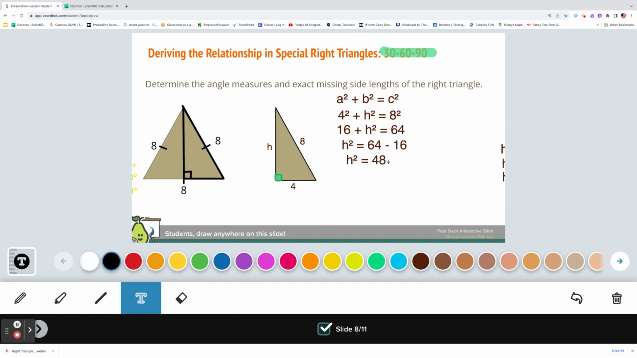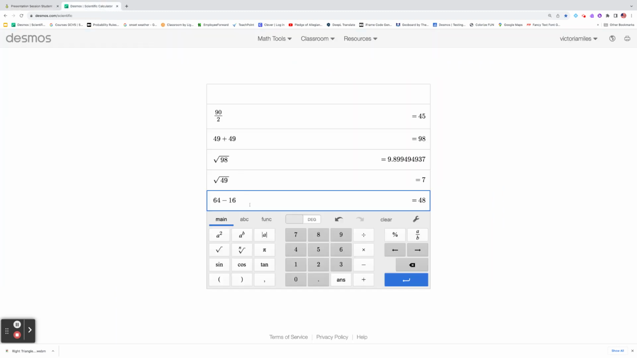But once again, when I take the square root of 48, this is not a perfect square. The closest perfect square to 48 is 49, and the square root of 49 is 7. So the square root of 48 would be a little bit less than 7, right? But that's not an exact value. So the square root of 48 is a little less than 7.